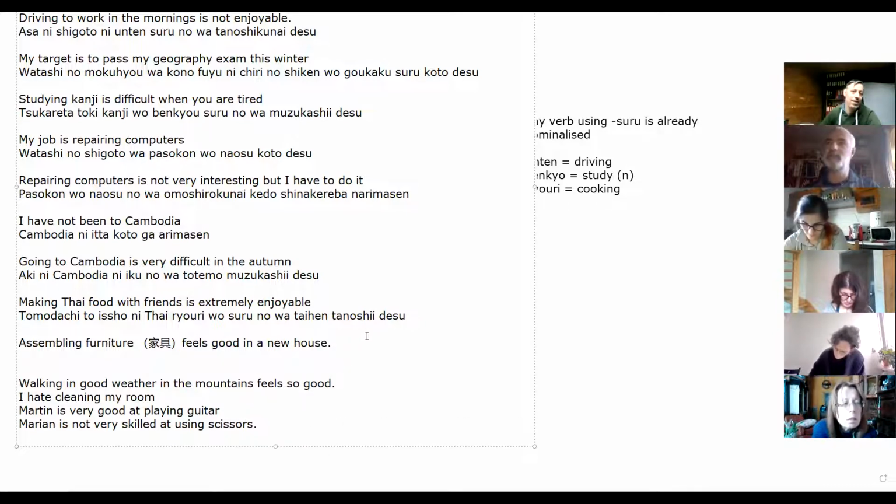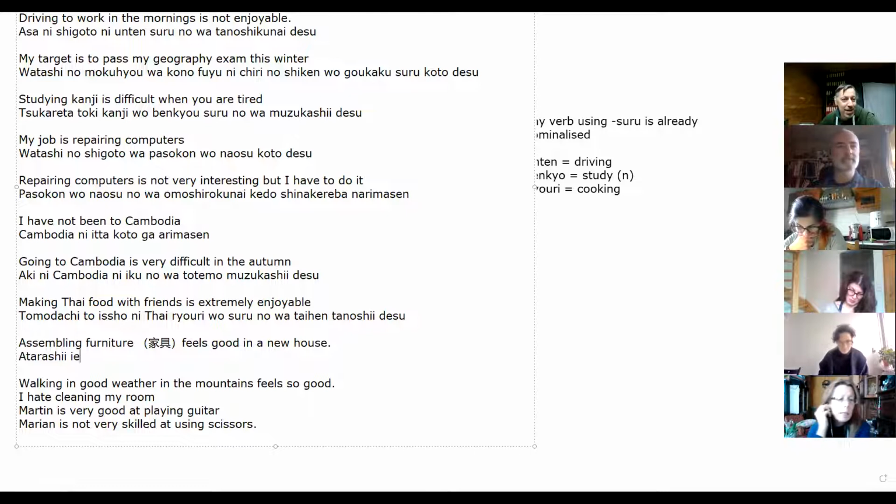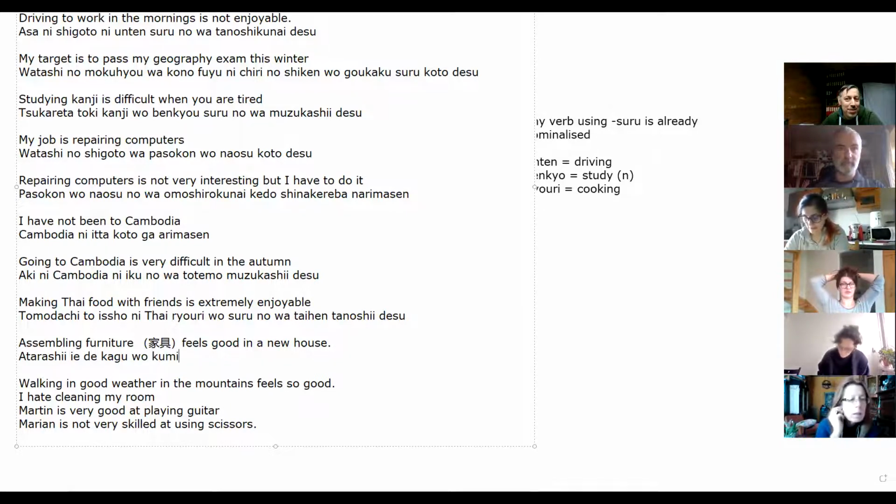Tom, assembling furniture feels good in a new house. 新しい家で、家具, kagu. 家具を組み立てるのは気持ちいいです。 Very good. Excellent. Cool. Good.